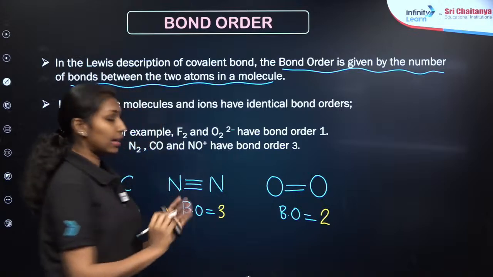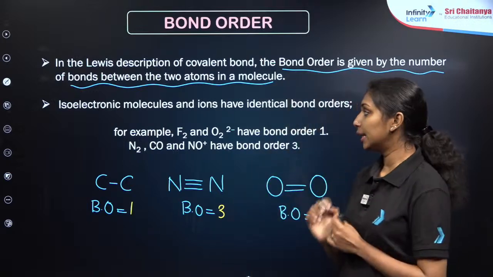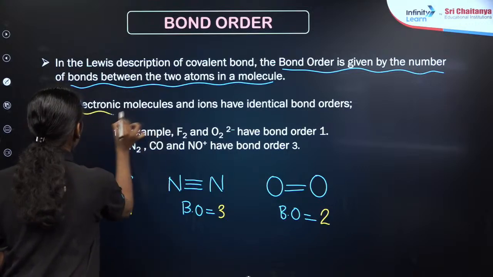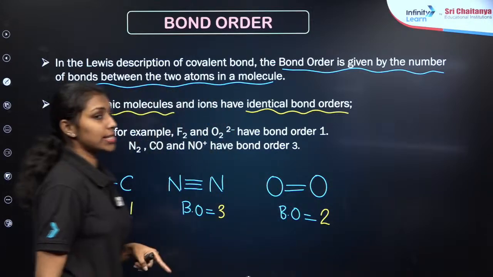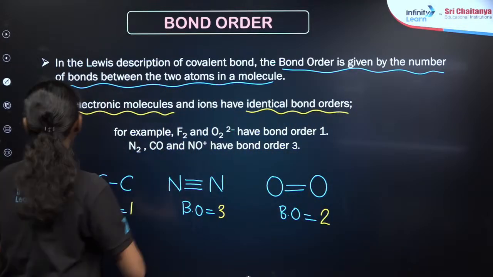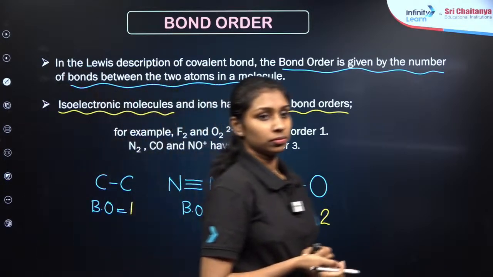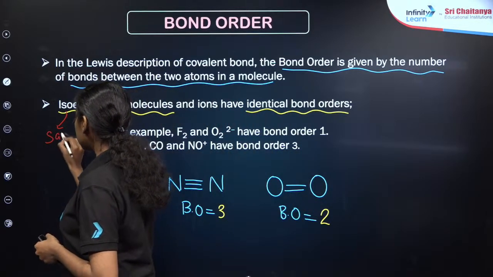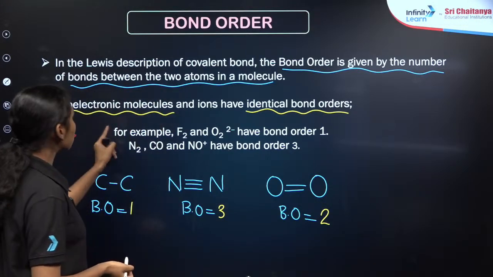So generally we can say that the total number of bonds formed between two atoms is known as the bond order. Right? Then, from the examination point of view, JEE Main or JEE Advanced, one important point you have to note is finding the bond order of isoelectronic species. What do you mean by isoelectronic species or isoelectronic molecules? Iso means same, right? Electronic means electrons, which means that two molecules or species having the same number of electrons are known as isoelectronic molecules or isoelectronic species.